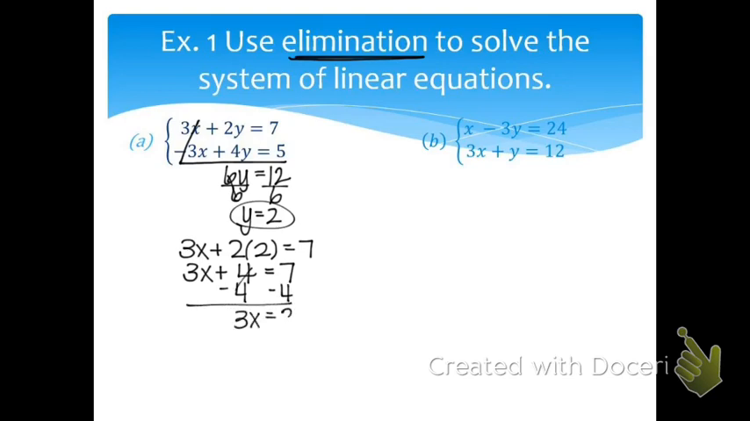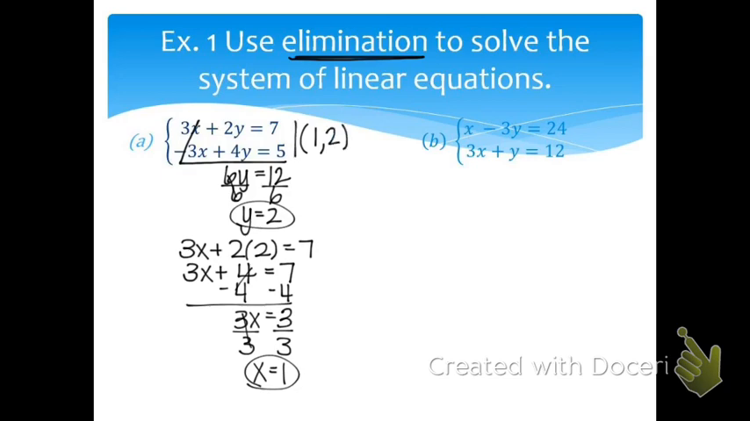And then how do we finish solving this? Divide both sides by 3. So what does x equal? 1. All right, and again, we circle, we don't box, because our final answer has to be a what? An ordered pair. And what is the ordered pair going to be? (1, 2). Now don't forget parentheses.